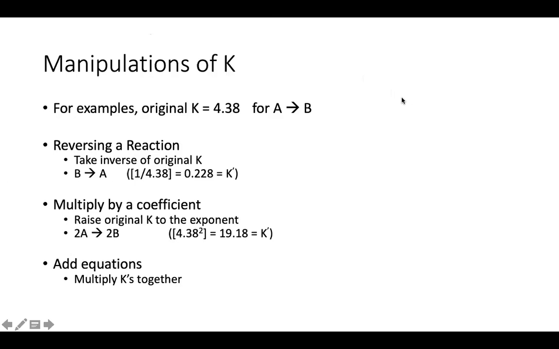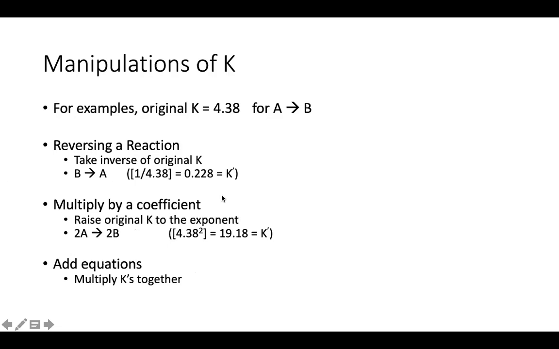Somebody asked, when would you do K raised to the 1/2 power? That would fall under the second rule, right? You would do that if you multiplied your whole equation by 1/2. Okay, so let's say our original equation was 2A goes to 2B with an equilibrium constant of 19.18. So if we wanted to find the equilibrium constant just for A goes to B, we would do 19.18 raised to the 1/2 power, right? Because we're basically taking this equation and multiplying it by 1/2.